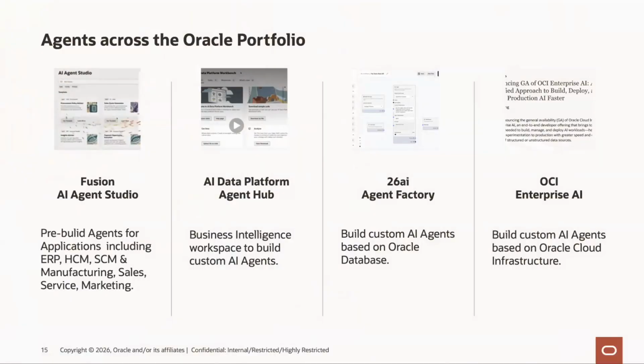So the Oracle portfolio is quite rich in terms of providing you with platforms to build agents. Fusion AI Studio, as you can see on the slide. Thank you, Jürgen, for giving me the hints here and not just giving me a blank slide. I appreciate that. But Fusion AI Studio, if you're a Fusion customer, that would be your center of gravity to extend the core capability of Fusion applications. AI Data Platform, obviously here, this is where you would build business intelligence agents. 26 AI Agent Factory if you're a customer that gravitates towards the Oracle database.